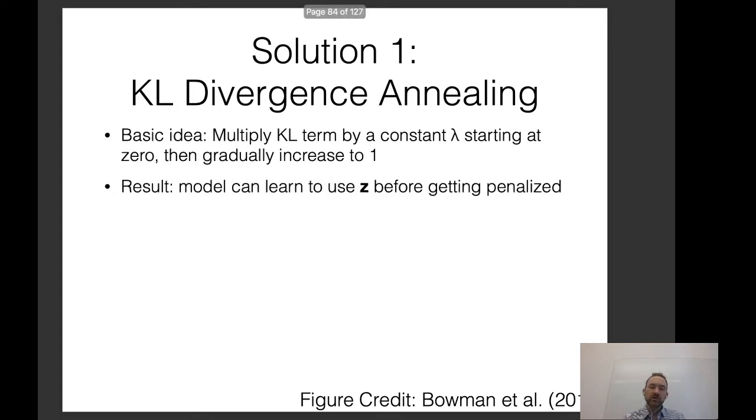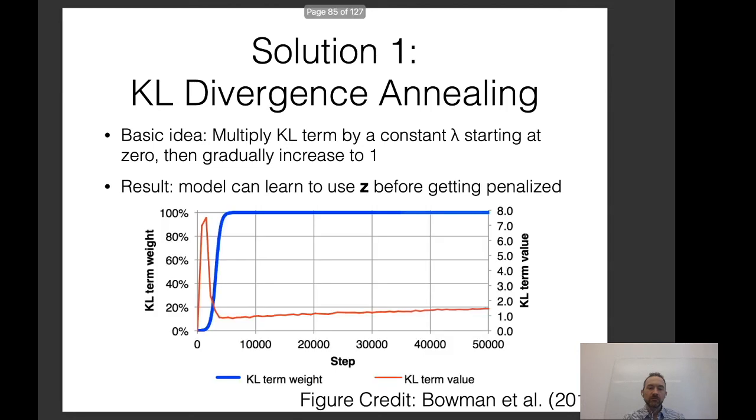So solution number one is KL divergence annealing. Basically, we multiply the KL term by a constant lambda starting at 0, then gradually increase it to 1. This allows the model to learn to use Z before getting penalized. So we gradually phase in this KL term weight, and then the KL term can be learned after the generative model has already been learned to some extent.